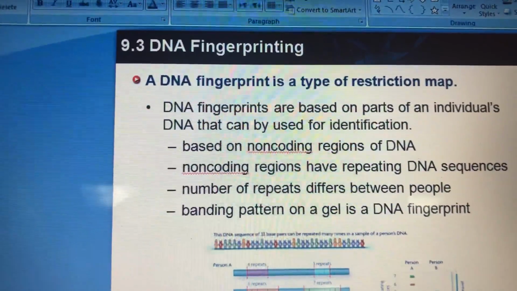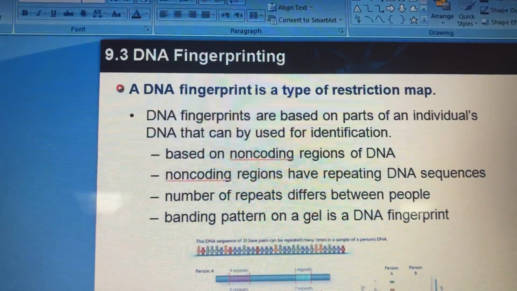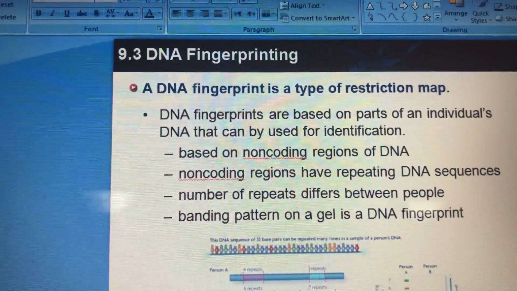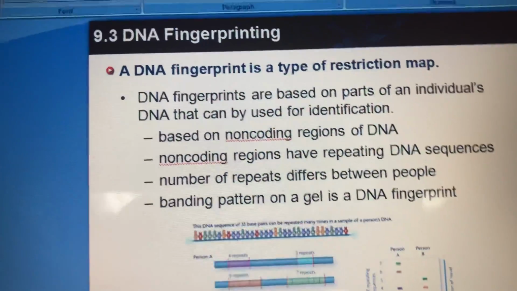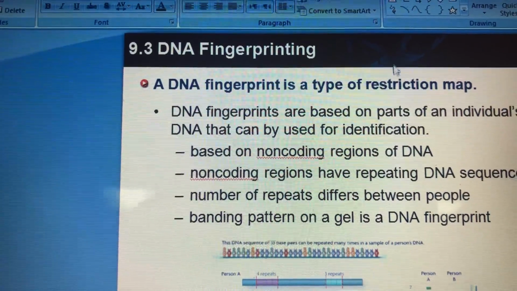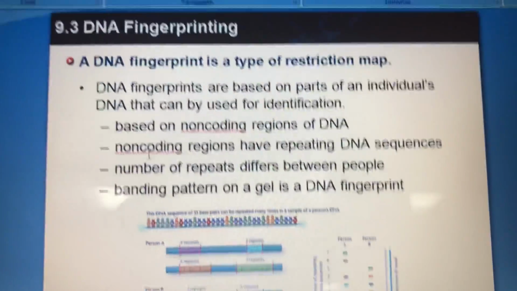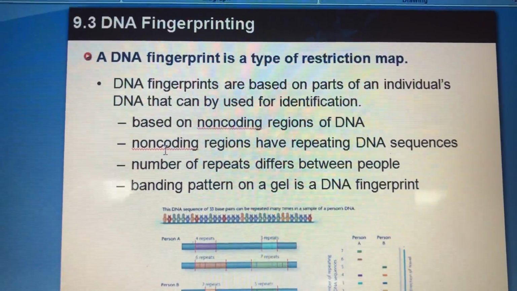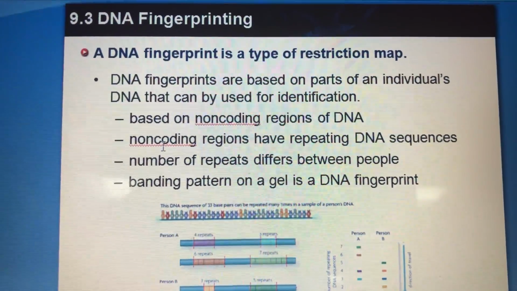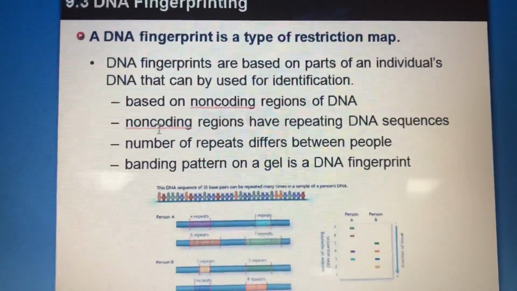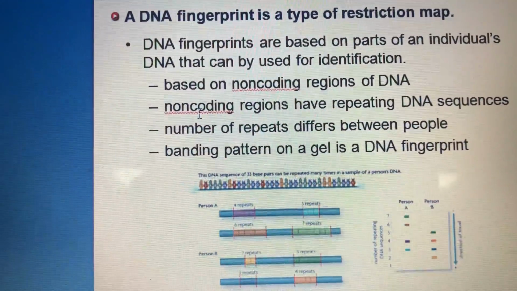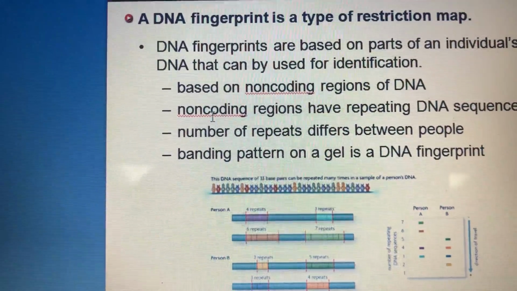So these fragments will move through the gel electrophoresis and they will form bands. This pattern of the bands they form is called a restriction map. And the DNA fingerprint is a type of restriction map. Now, DNA fingerprints are based on parts of an individual's DNA that can be used for identification. And they are based mainly on the non-coding regions of DNA, okay? Not the regions that have gene expression. They depend on the non-coding regions.